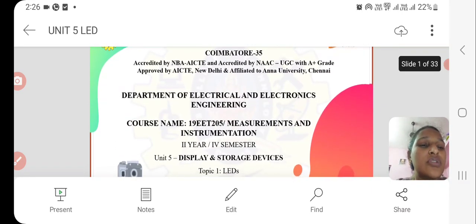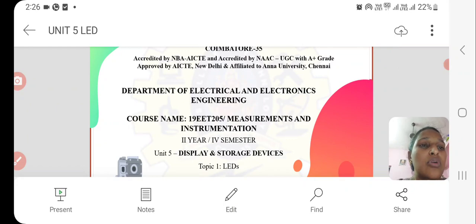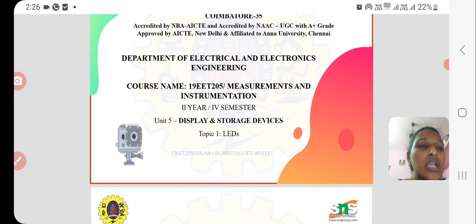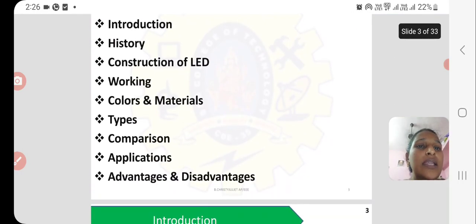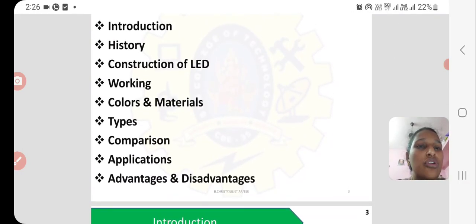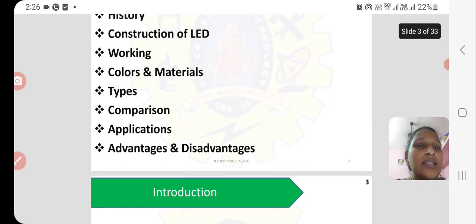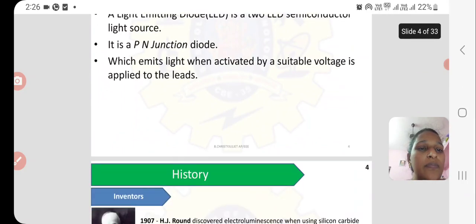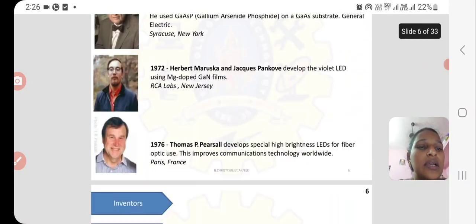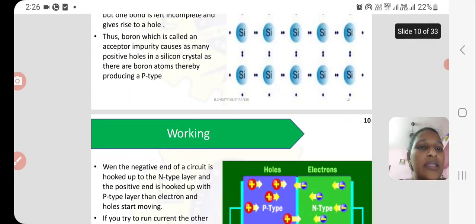So in this video series we are already discussing the light emitting diodes. In the previous two sessions we have discussed the introduction and history of LEDs, and in the last class we discussed the construction of an LED along with its working. Now we will see the types of LEDs.